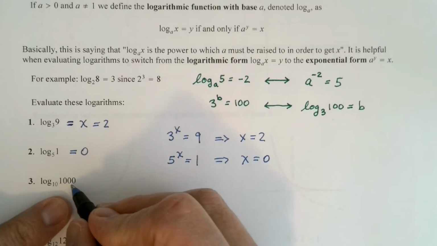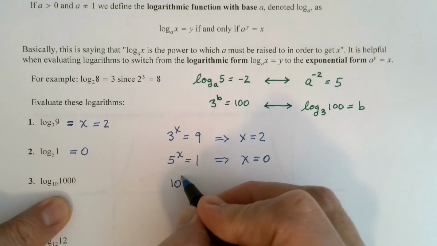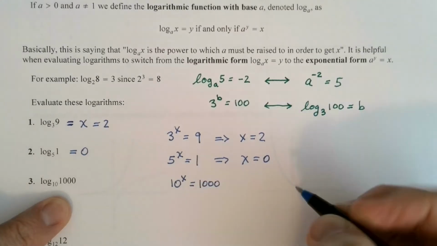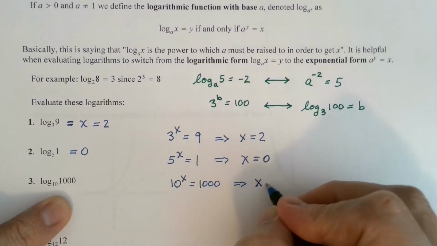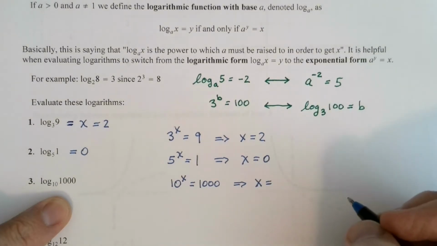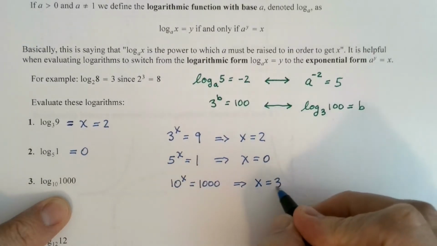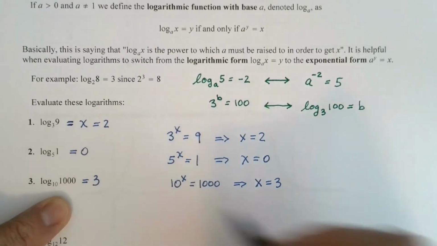What's log base 10 of 1,000? The base is 10. Looking for the logarithm, the exponent, to give me what? 1,000. So what's the answer there? 10 to what power is 1,000? Well, 10 to the first is 10, 10 squared is 100, 10 cubed is 1,000. So the exponent on the base 10 needed to get 1,000 is 3.